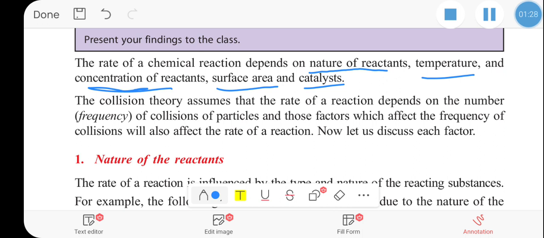When temperature increases, the rate of reaction increases, because when the temperature increases, the particles of reacting species move far apart, and due to this the collision between reacting species becomes higher and higher.